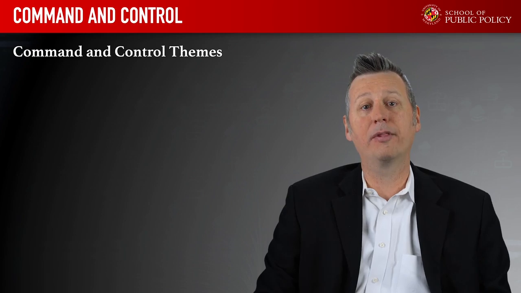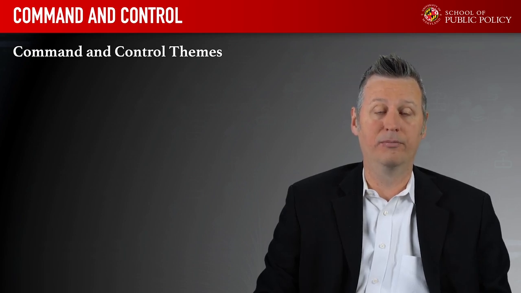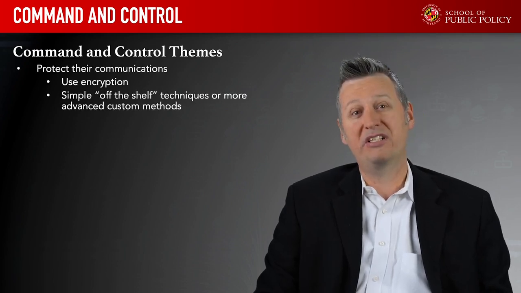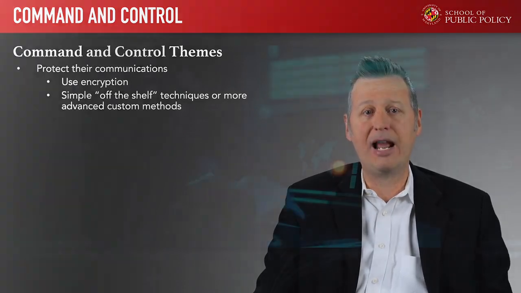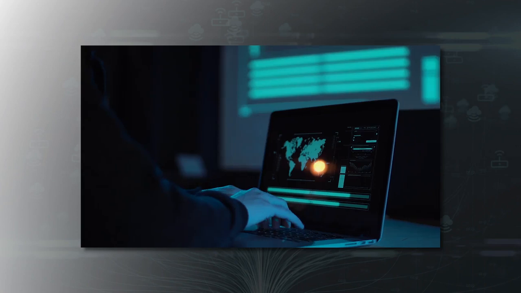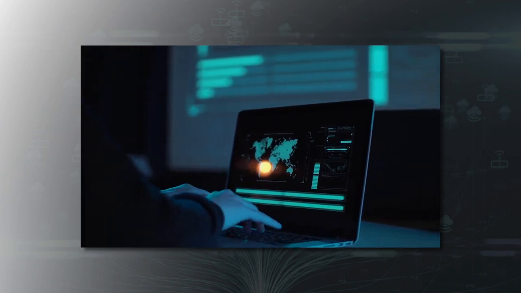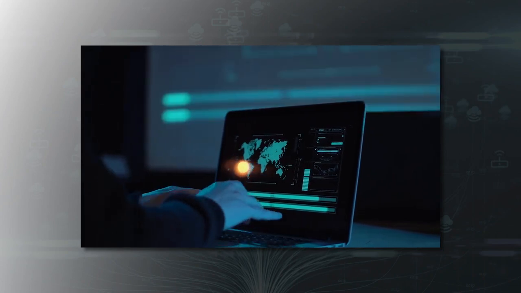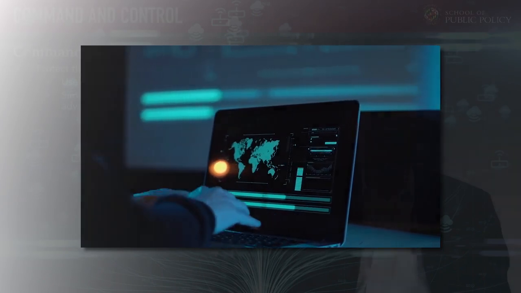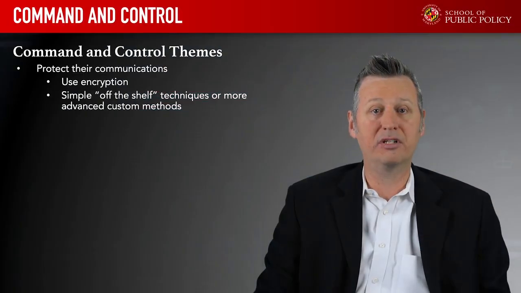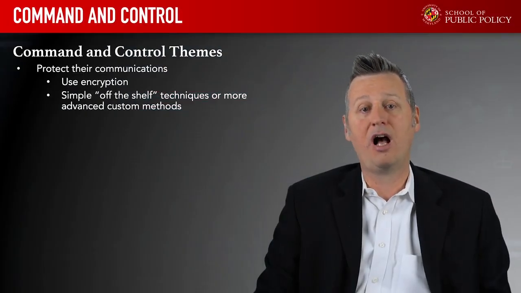So what are some common themes with command and control? Well, first, they want to protect their communications. The threat actors want to protect the communications between themselves and the malware that they've installed on their target. And so they're going to use things like encryption. They may also use either off-the-shelf techniques or maybe even custom methods in order to also protect their communications.